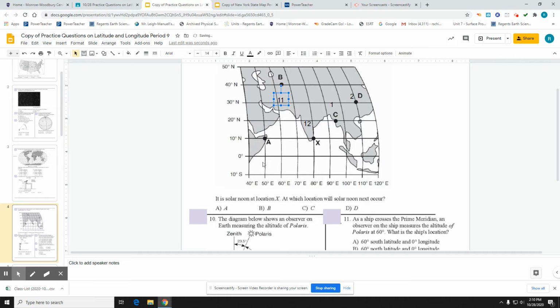And location A is at 50, whereas this is at 80. So this is 30 degrees back, which 30 divided by 15 gives you 2. So this is 2 hours earlier. So that makes this 10 o'clock.